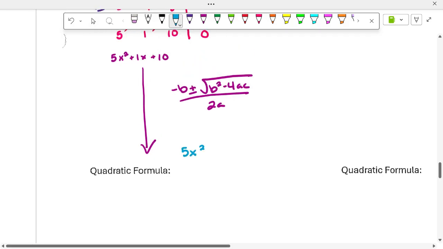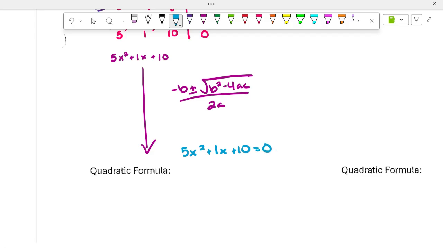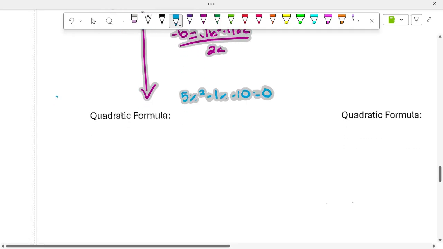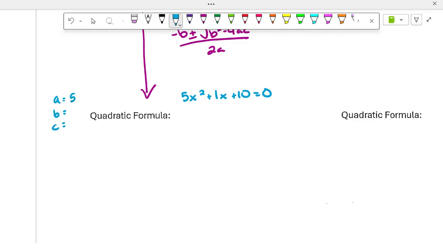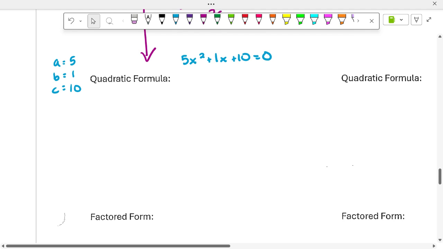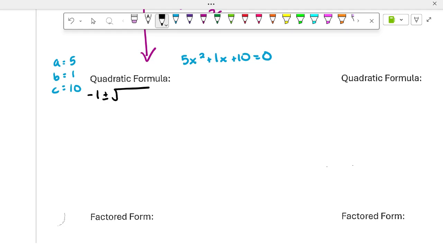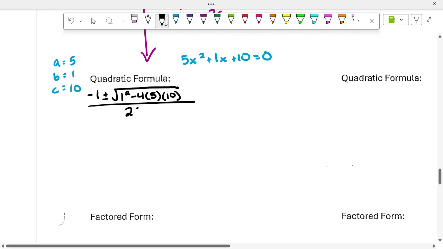So I have 5x squared plus 1x plus 10 is equal to 0. We don't have to move anything around. So what's the only thing I've got to do first? List A, B, and C. What's A? 5. B, 1. C, 10. And now I can put it in the formula. So I have negative 1, because that's B, plus or minus the square root of 1 squared minus 4 times 5 times 10, all over 2 times 5.